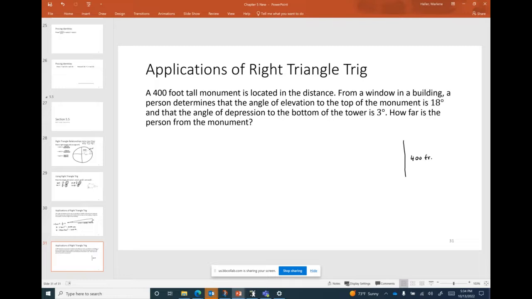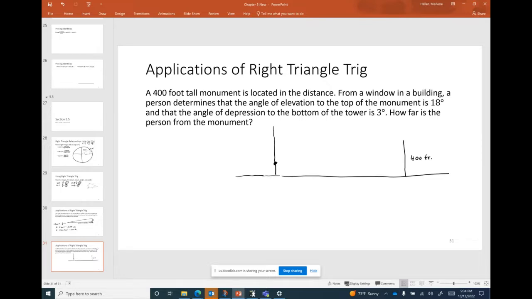So how far is this person from the monument? Angle of elevation, we were talking about that, but this is not the angle of elevation from the ground, is it? It's a window in a building, right? So we've got some building over here, and let's put the ground in. There, that's the ground. Here's my monument or tower. The window is right there.